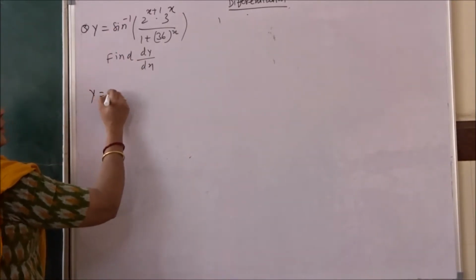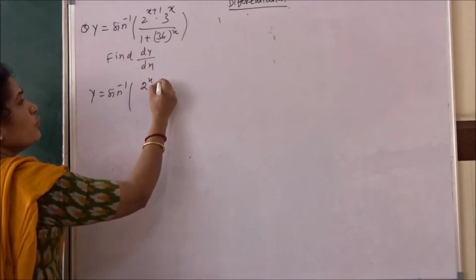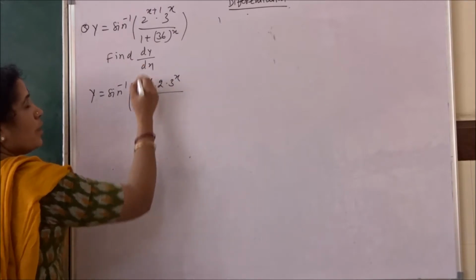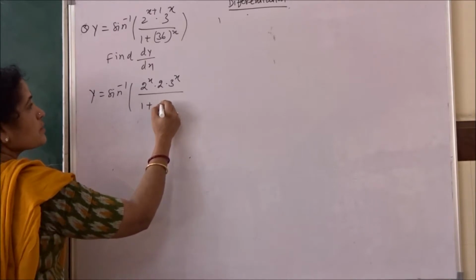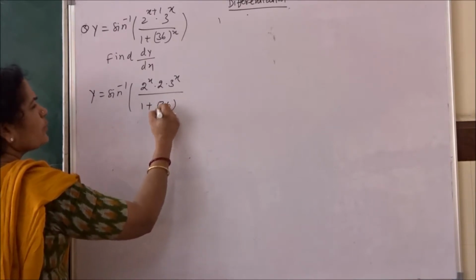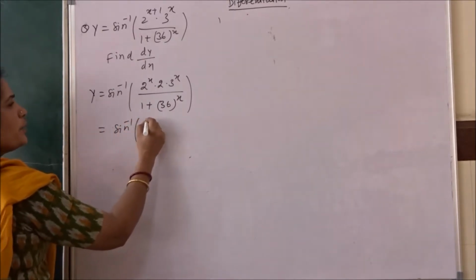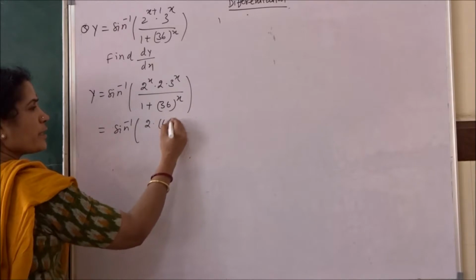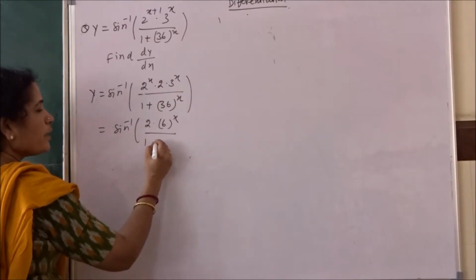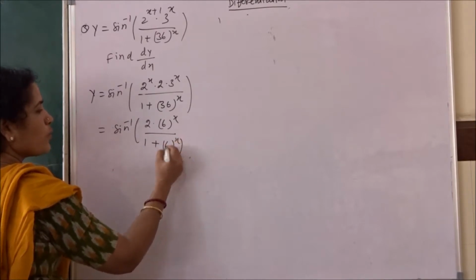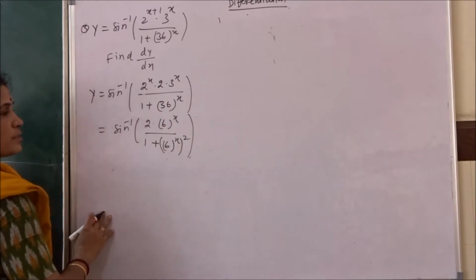Now how to simplify? See, sine inverse. This can be written as 2 power x into 2 power x, I can write. Am I correct? Now 1 plus 36 power x, right now keep it as 36 only. That is equal to sine inverse of 2 into 6 power x, basis same, I can multiply both. This also I can write as (6 power x) the whole square. Is it possible? 6 square is 36, so we will get 36 power x.